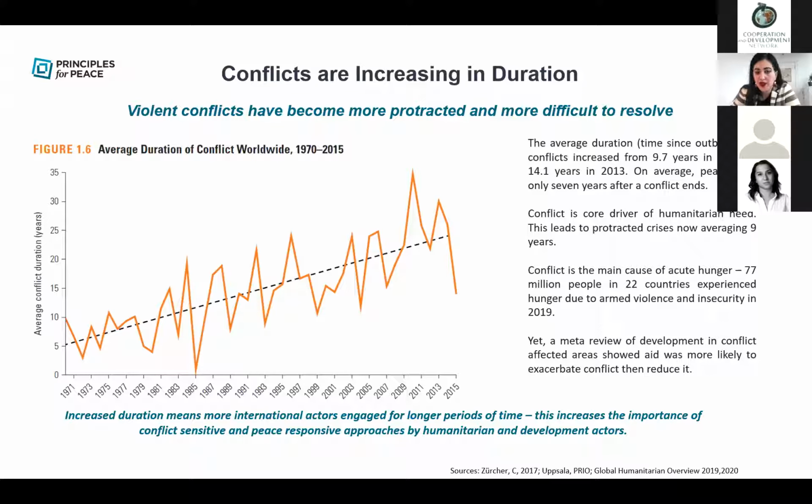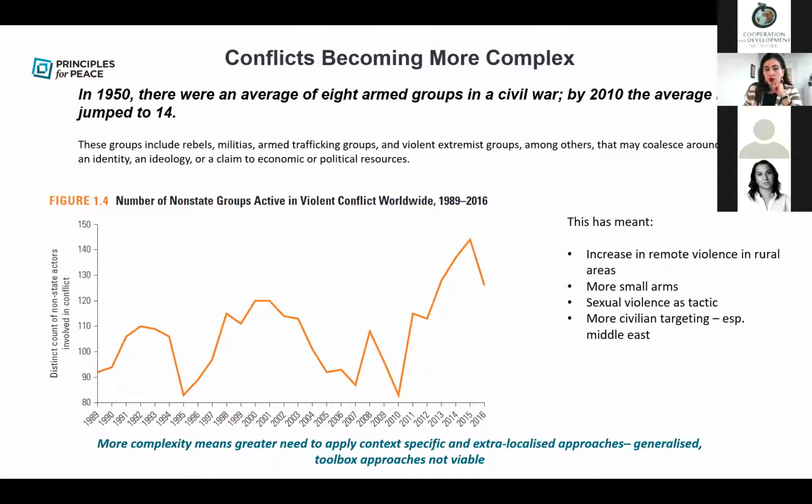And this trend, you can see how it's been going, it's a steady increase. The average duration of conflicts increased from 9.7 years in the 80s to almost 14 years. And of course, there are a number of conflicts which have gone on much longer. But this also relates to the effectiveness of our assumptions of how stabilization missions should function and how humanitarian assistance should be designed. Everything is designed on a very short time span. But the reality is that conflicts are definitely increasing in duration. They are becoming more complex.